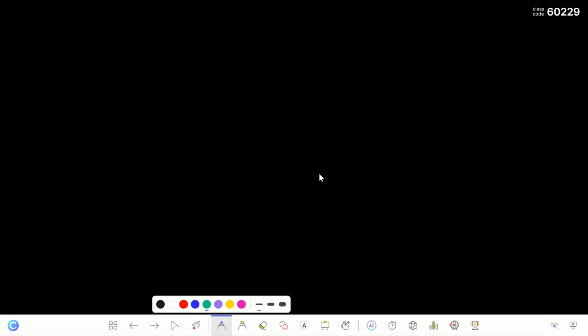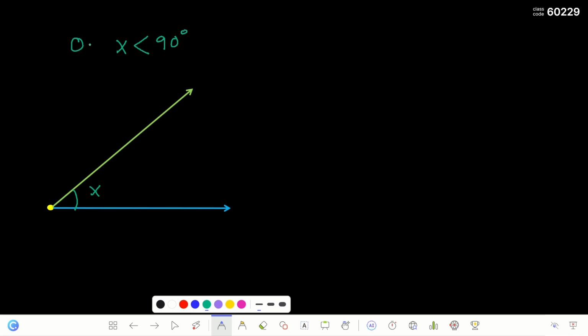Now let us have a look at a few types of angles. This is the first angle, and this is the angle right here. So let us say this is X. When X, or whatever the angle is, is less than 90 degrees but more than 0 degrees, so here this angle is more than 0 degrees, right? But less than 90 degrees. It is known as an acute angle.